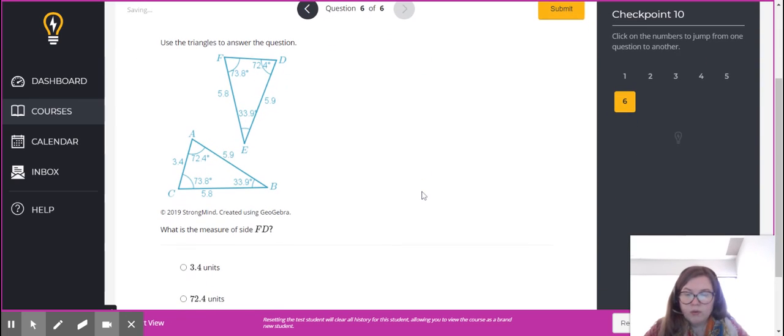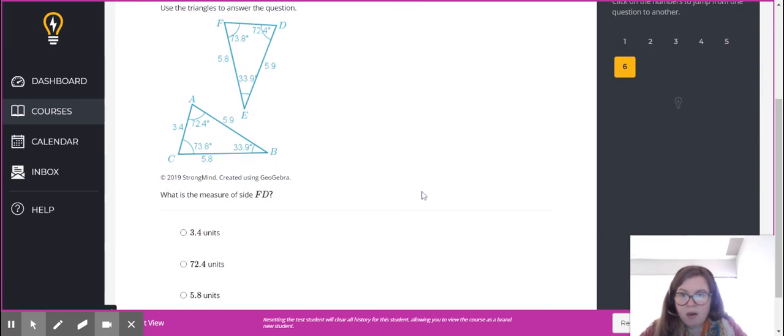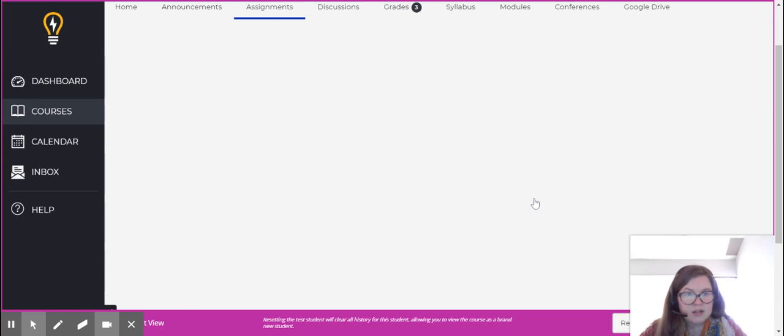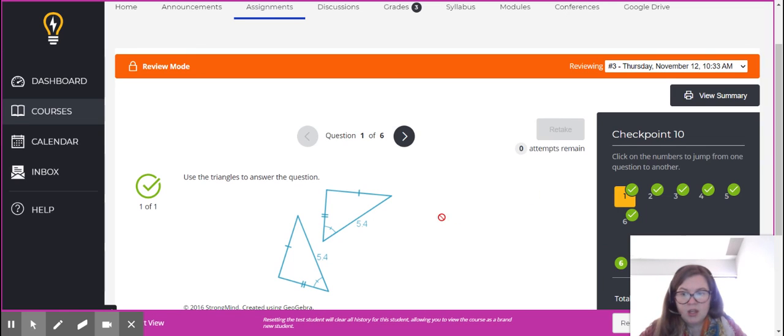Okay. Next one. Last one. Ooh, lots of stuff here. I'm just going to make sure the angles are the same. So 37.8, 73.8, 72.4, 33.9. And then FD is across from 33.9. So we want to know how long that is here. So here's this one. Across from 33.9 is 3.4. So it also must be 3.4. And submit. And voila, 100%. Okay, good job.